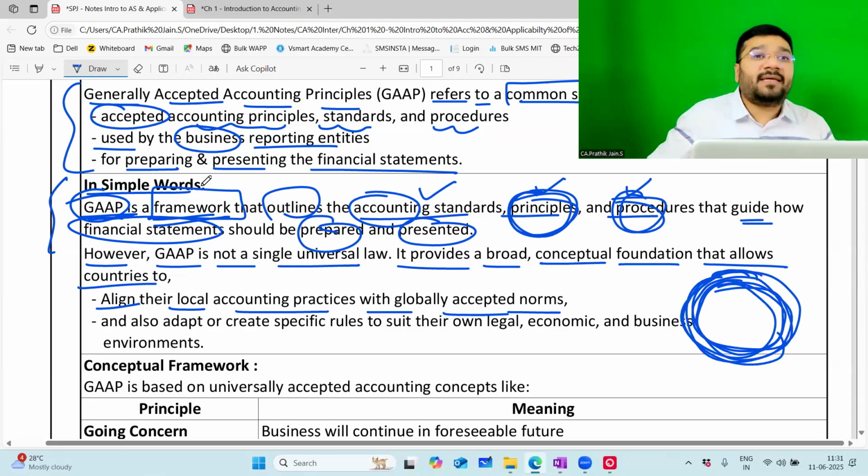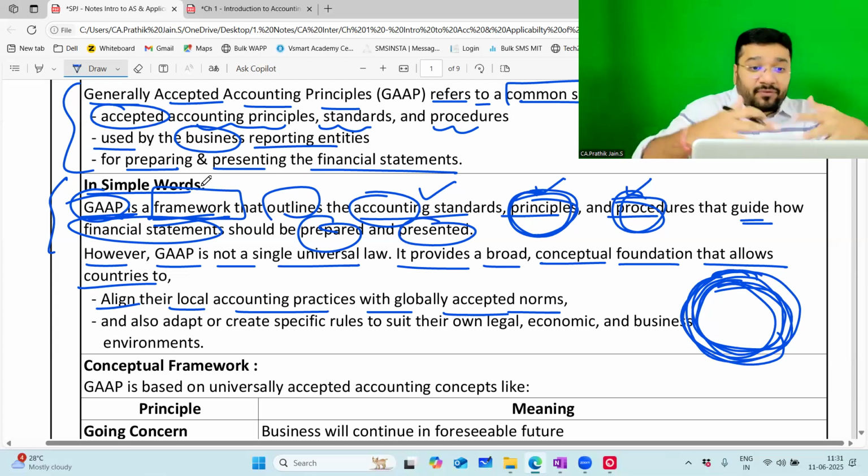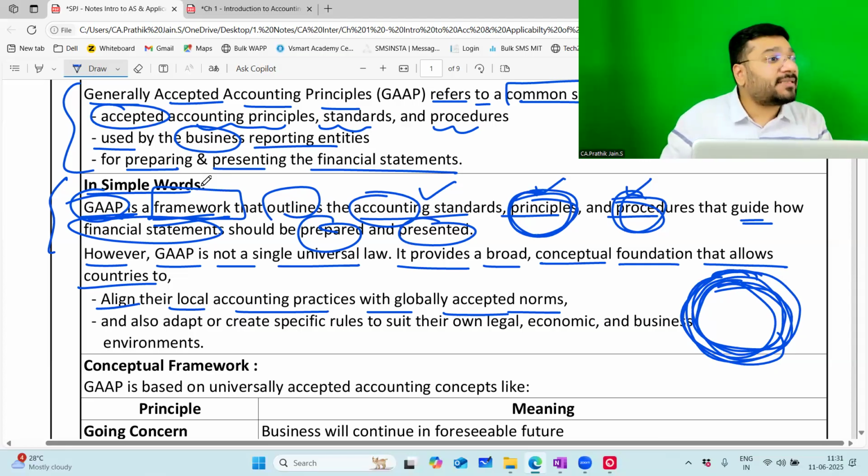So GAAP is basically different countries from the world coming together. They come and discuss on a platform: this is the best practice that is to be followed. So experts from different countries came together and conceptualized this concept called GAAP. Sir, what is covered in GAAP is something I'll be discussing in the next few minutes.